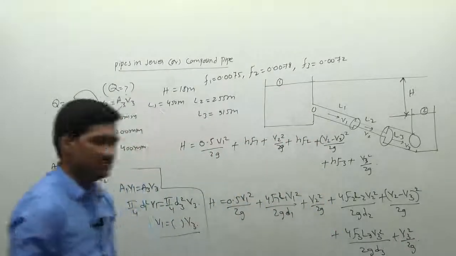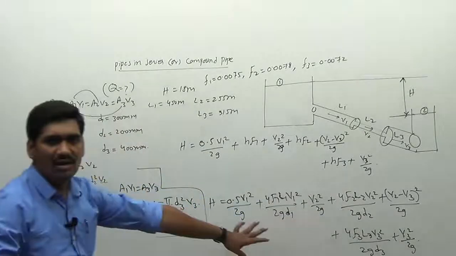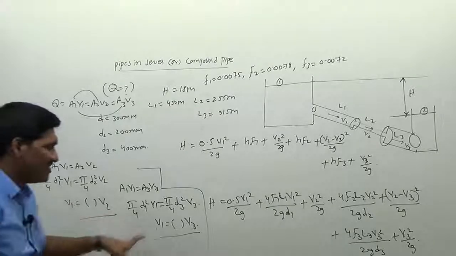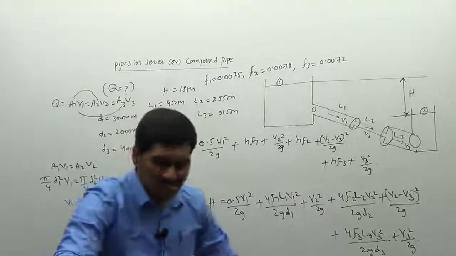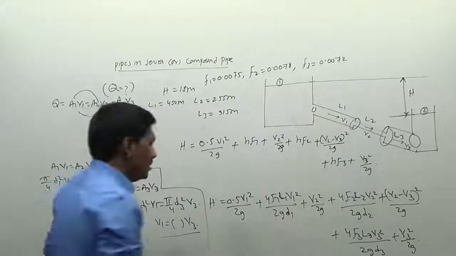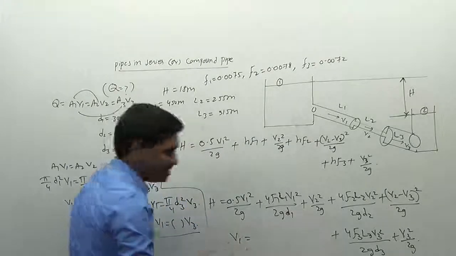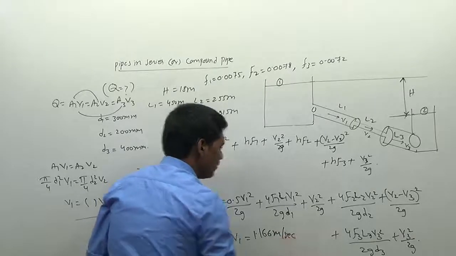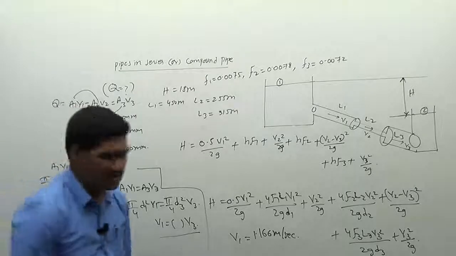This is the value here. So if you go on substituting all the values, substitute the value of V1 in terms of V2, substitute the value of V1 in terms of V3, you will be getting some value. After calculating all the relations, you will get V1 equal to 1.166 meters per second. This is the value of velocity after doing all the calculations.